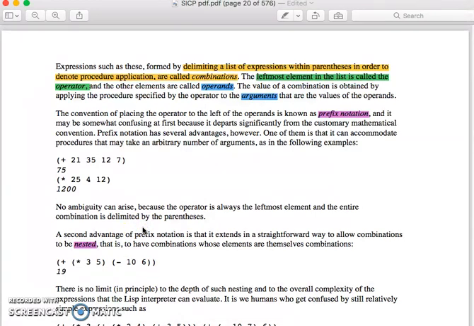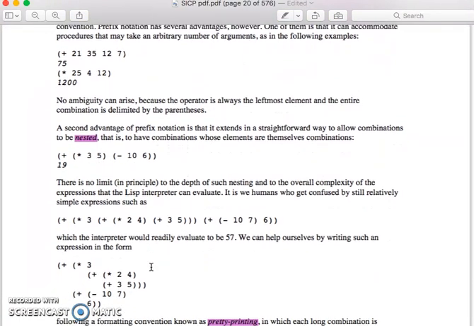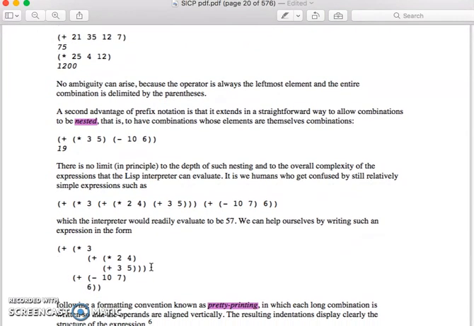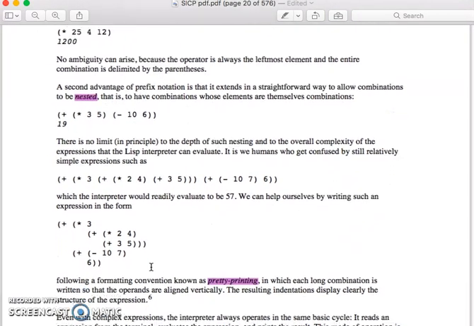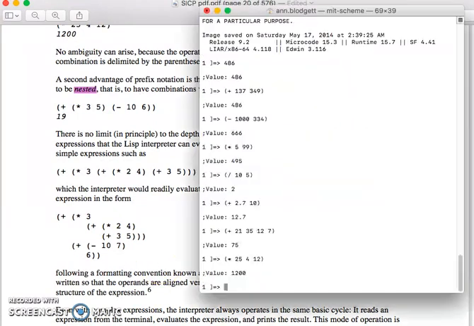No ambiguity can arise because the operator is always the leftmost element and the entire combination is delimited by the parentheses. A second advantage of prefix notation is that it extends in a straightforward way to allow combinations to be nested, that is, to have combinations whose elements themselves are combinations.